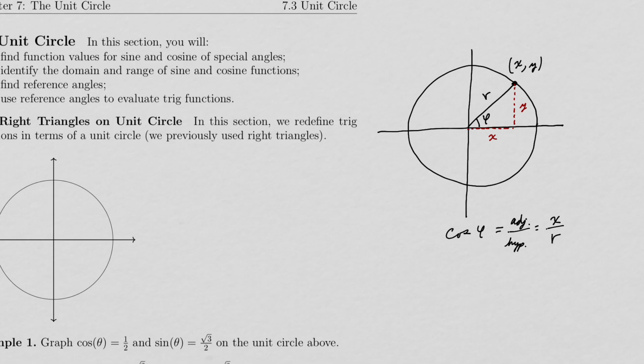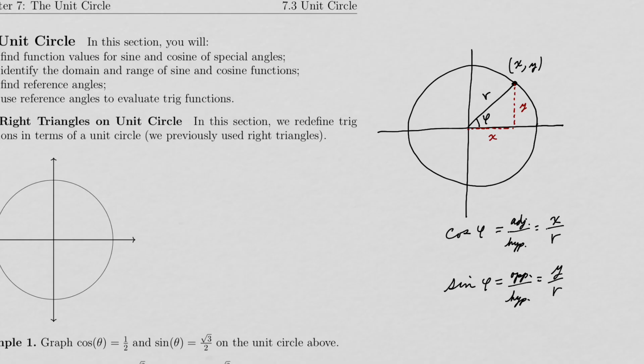And then for sine of phi, it's going to be the length of the opposite side divided by the hypotenuse. In this case, the opposite side is y over the hypotenuse, which is r. So I can write this as y over r. Okay. It turns out that this is going to be true for any angle that I choose.